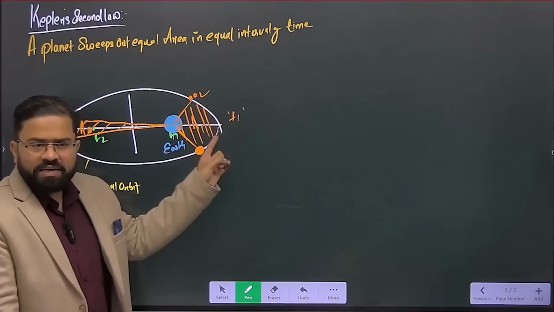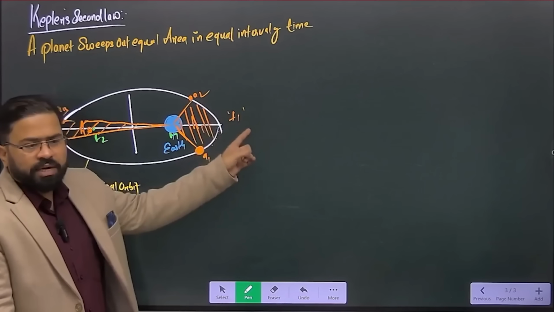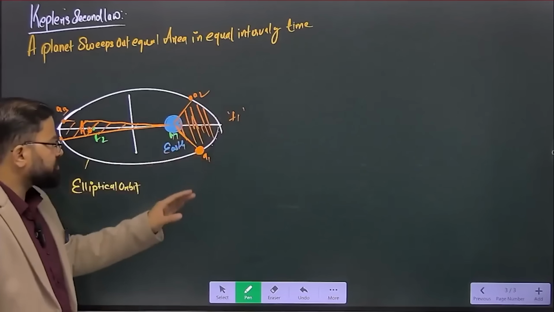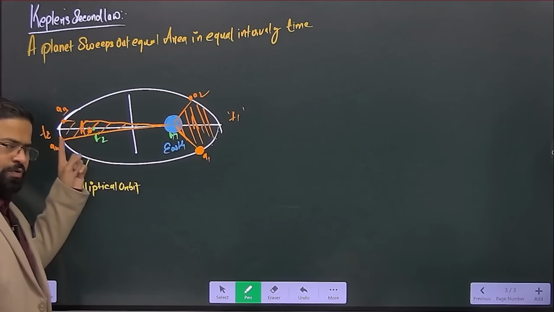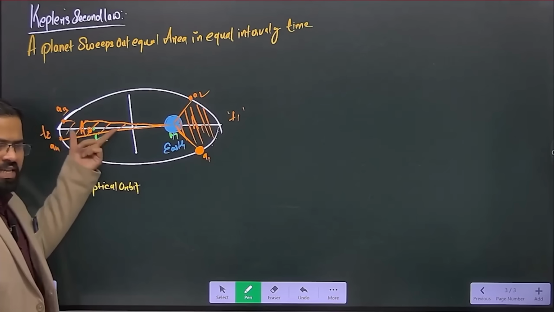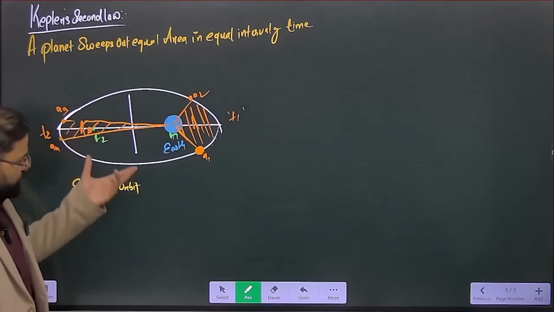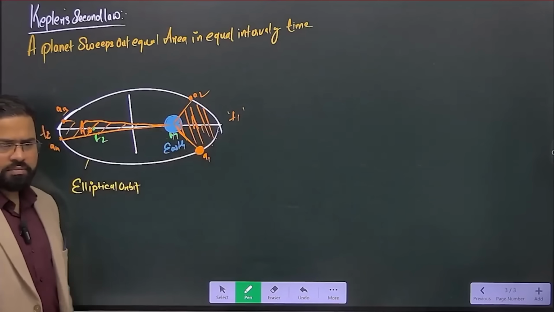What is the area covered? Area A1 covered with respect to time T1. This is the area. Now again it has moved to point A3, then to point A4. What is the area covered? A2 within time T2. Now if you look at this particular zone, do you think this A1 area is equal to A2 area?